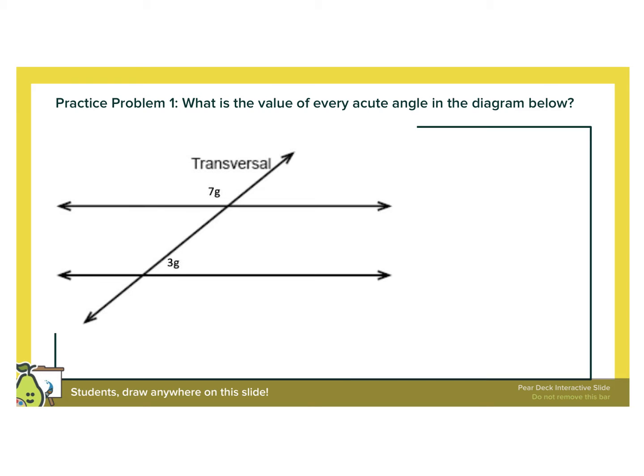All right, so practice problem 1. What is the value of every acute angle in the diagram below? So we have some vocab that maybe we know and maybe we don't. So acute means less than 90 degrees. Okay? And then obtuse would be greater than 90 degrees.